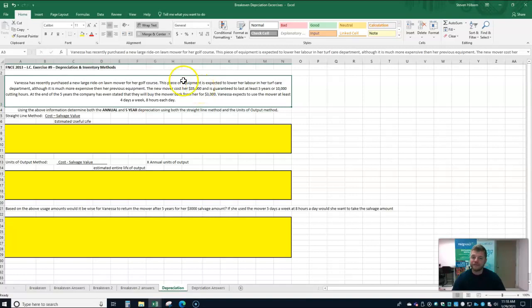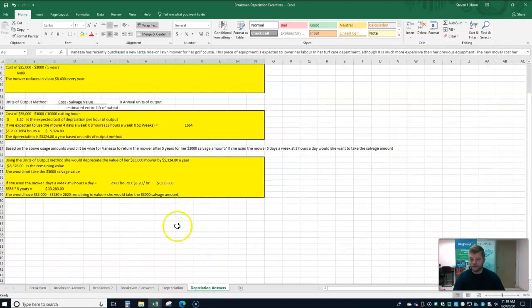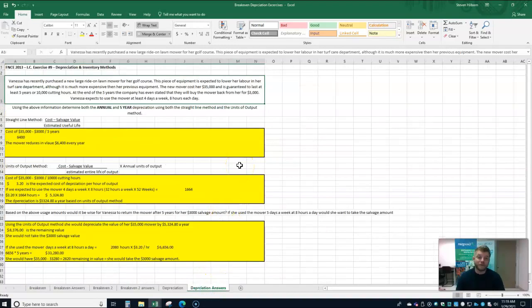The mower costs her $35,000. She thinks it'll last her 5 years or 10,000 cutting hours. At the end of 5 years, she thinks she'll get $3,000 back for it for parts or whatever they can get. So that's your residual value or your salvage value. And they want to use the mower at least 4 days a week, 8 hours a day. Based on that information, you should be able to do the straight line method, the units of output method, and then also make a suggestion based on those. So that is the question, and those are the answers. That is this week's material for you.